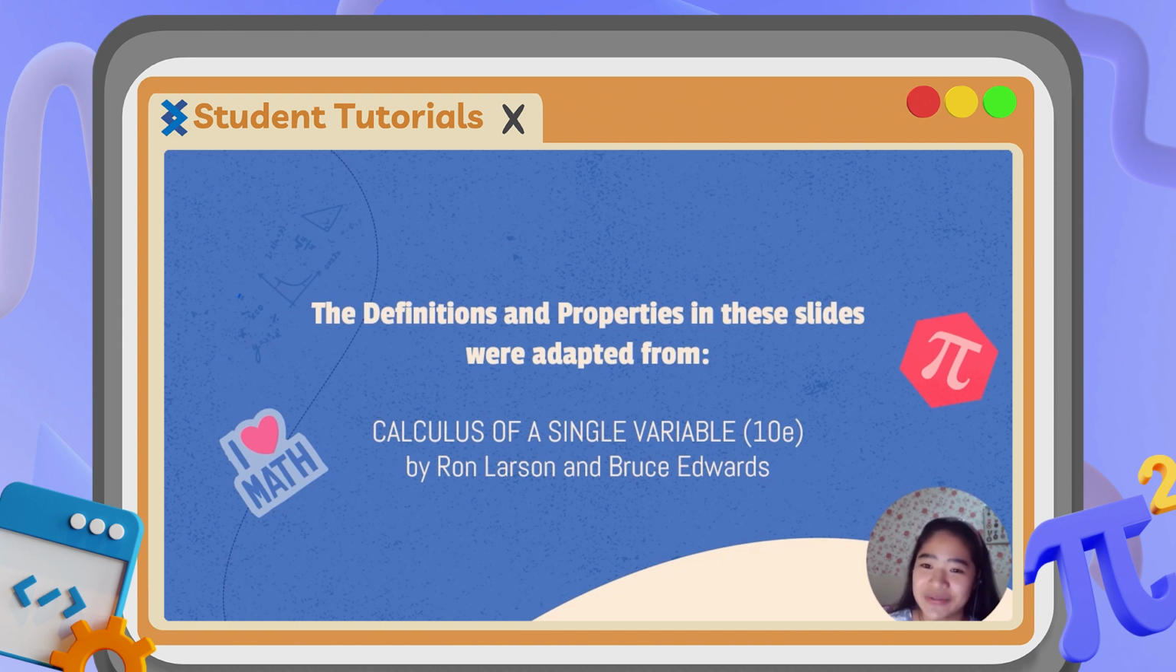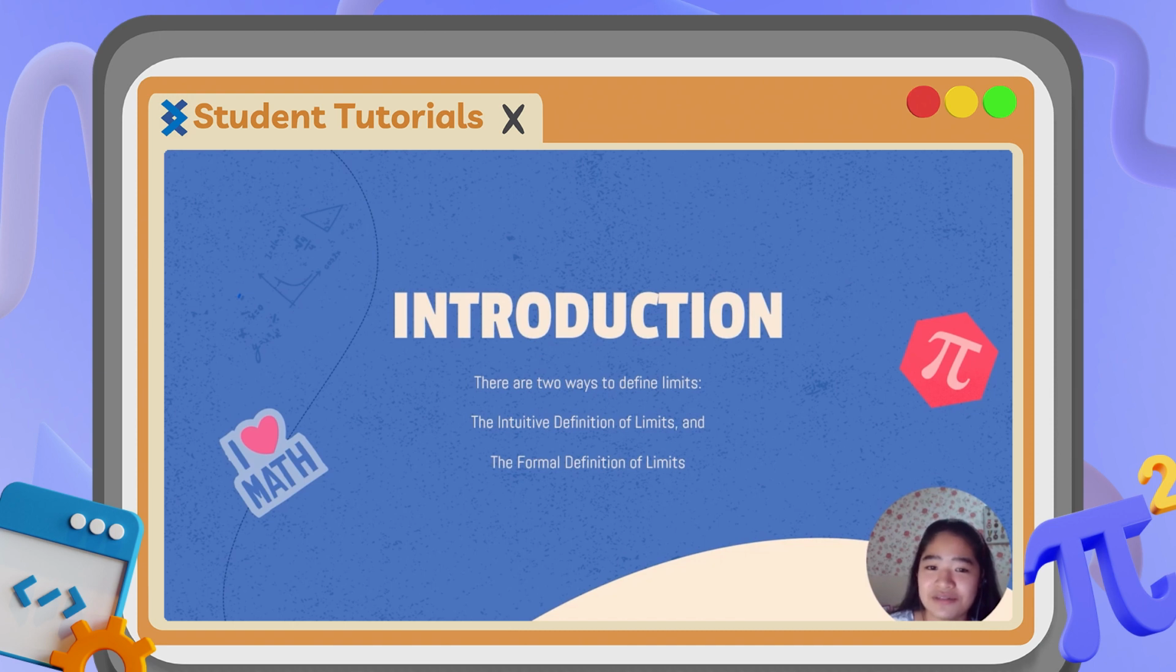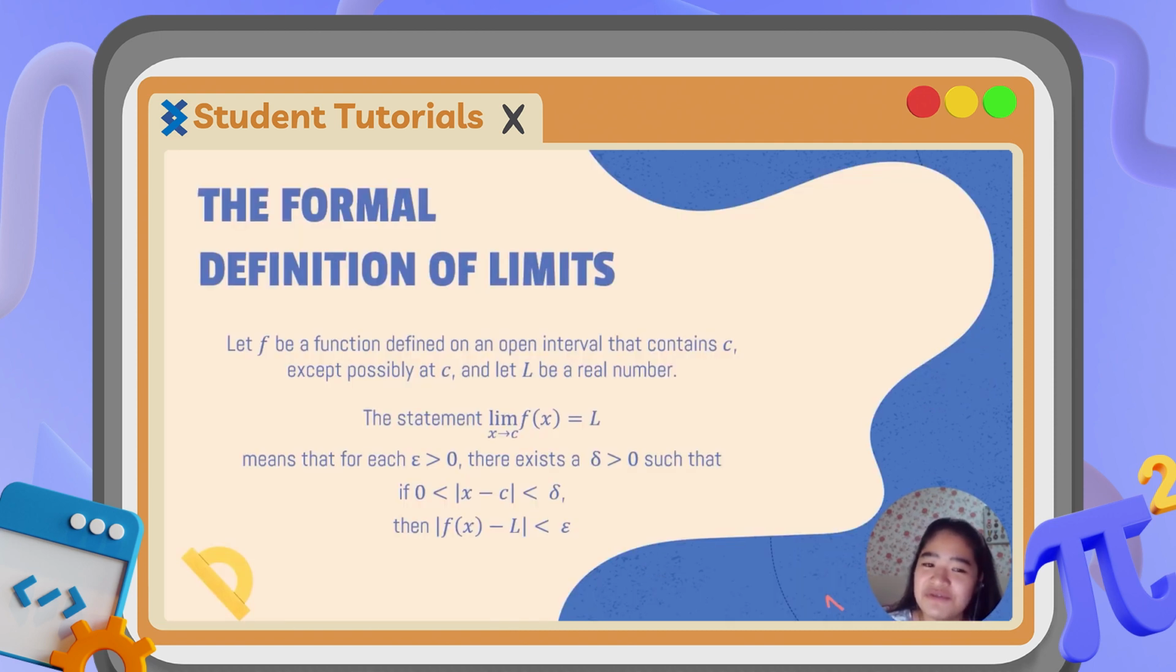So let's get right into it and introduce what limits are. There are two ways to define limits: the intuitive definition of limits and the formal definition of limits. Let's first take a look at the formal definition of limits. It's kind of confusing when you look at these statements with a bunch of numbers, and actually no, there aren't many numbers, it's just zeros, but mostly just symbols. So before we try to understand this, let's get into the intuitive definition of limits.